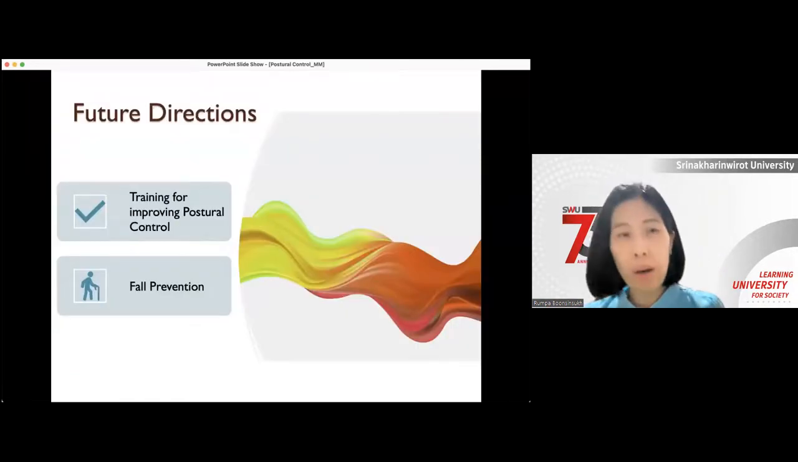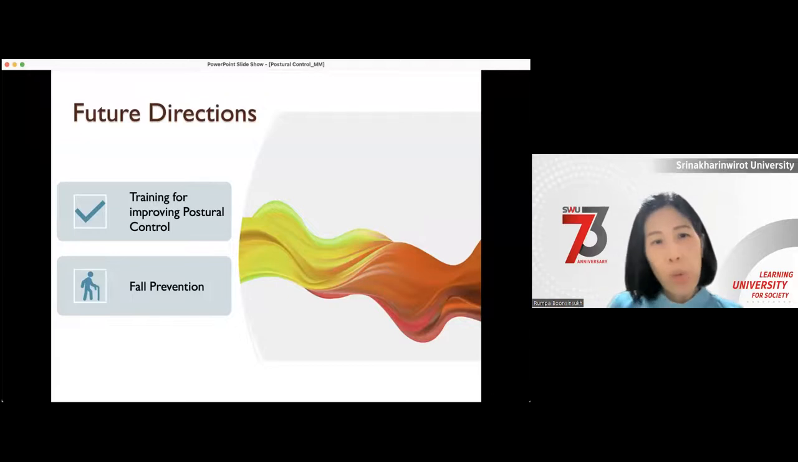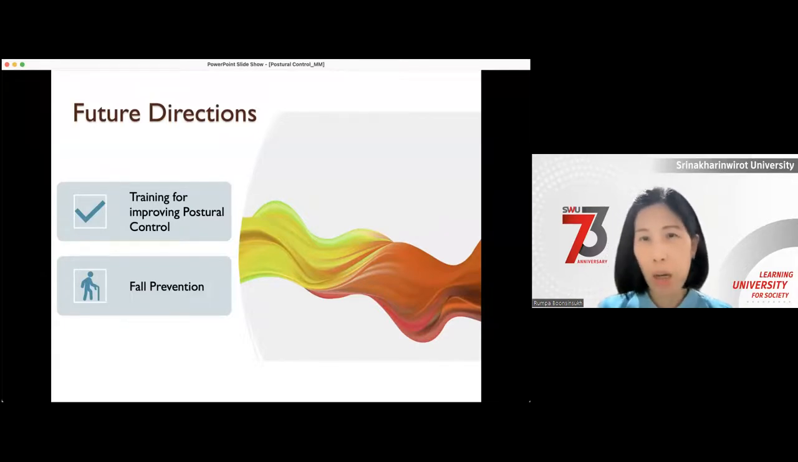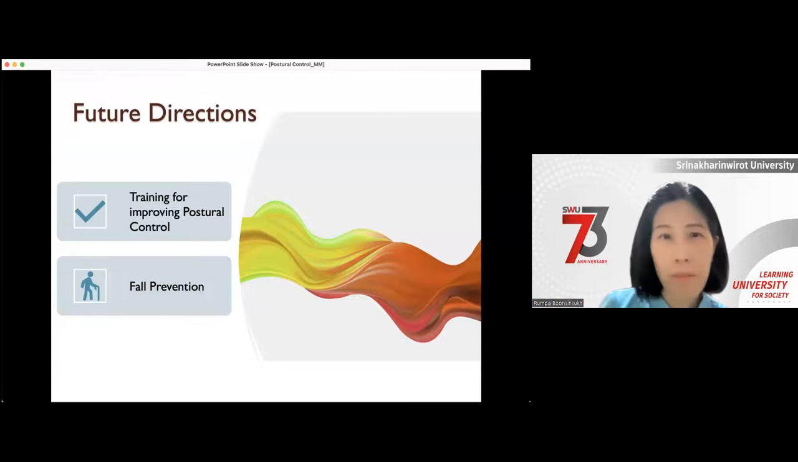We're still in the process of looking at the long-term effects of VSR training, because we want to find the training that can improve postural control and in the long term reduce falls in different types of populations, especially in patients with stroke and in elderly persons. So that's the end of my talk.